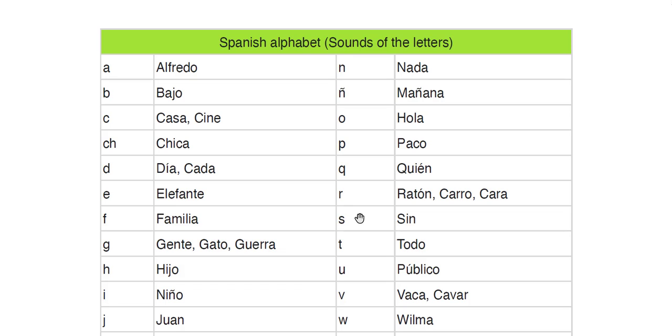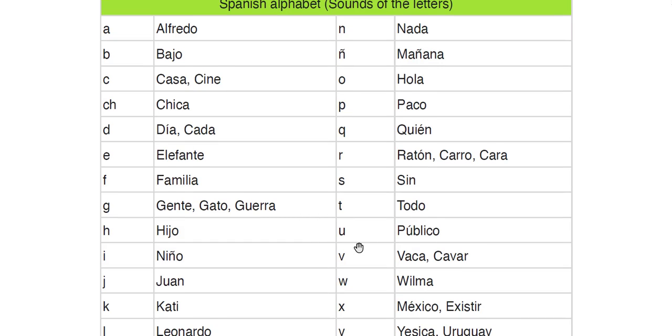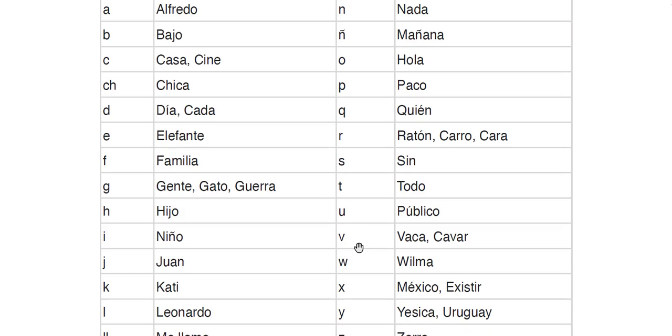Letter S, sin. The S just makes the S sound. So, letter T, todo. Letter T makes the T sound. However, the positioning of your tongue is a little bit different in Spanish. When you go to say the T sound, oftentimes the tip of your tongue is placed right in between your top and bottom teeth, almost as if you were biting the tip of your tongue as you prepare to say it. And then todo. From there, you can say the T.